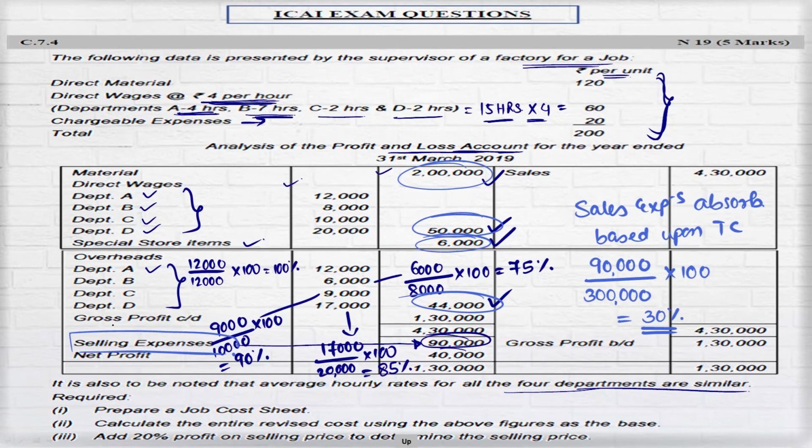What is the absorption rate based upon selling price? I'll tell you. 90,000 is your selling expenditure. What is your sales? 4,30,000, multiplied by 100. That is 20.90 percentage. So selling overhead should be 20.90% of sales. What is the good base for distributing selling overhead? It is sales, right? Ideally it should be number of units sold, but if number of units sold is not available, it is the sales figure. So it is 20.90, and then also we could have solved it.